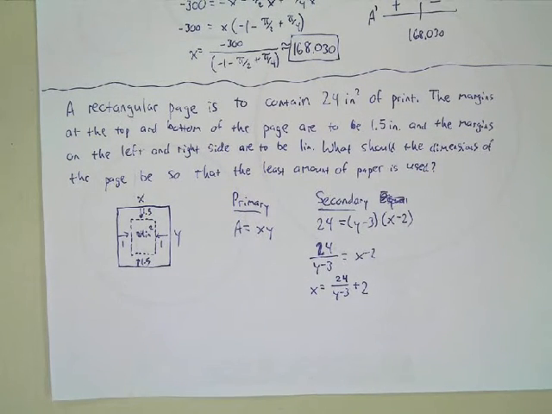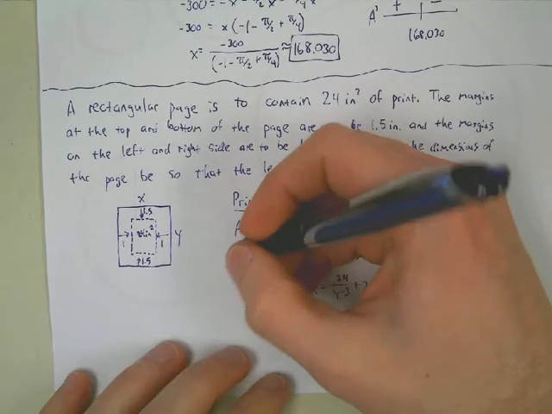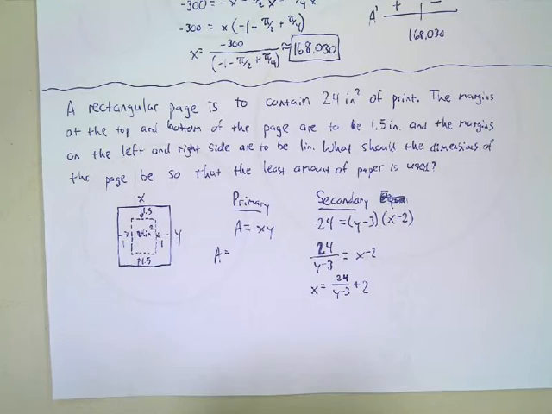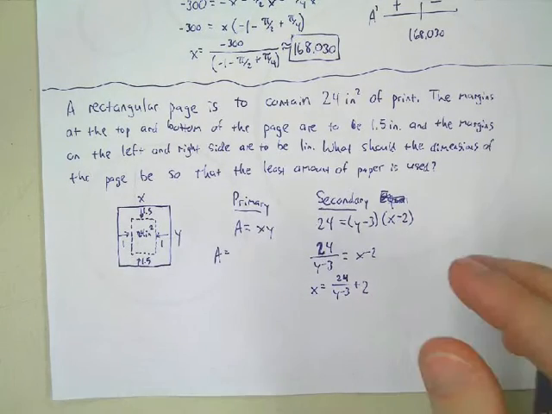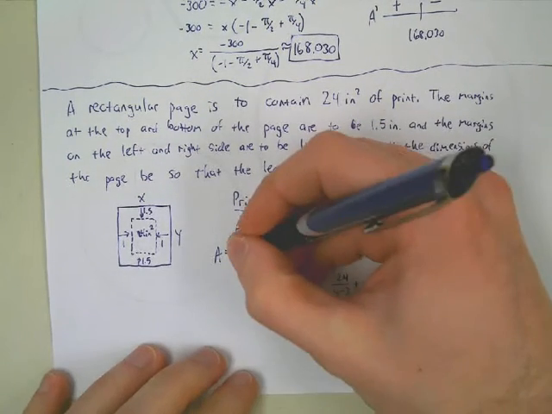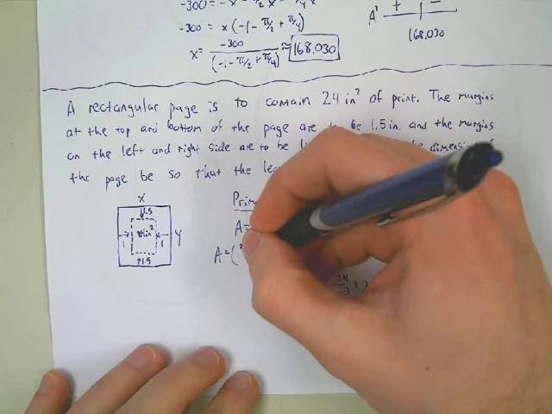Okay, and then once we have it solved for x, we now plug it in to the area. So we get area equals... I don't know if I gave myself enough room here. We'll see. I don't think so. 24 over y minus 3, plus 2, times y.